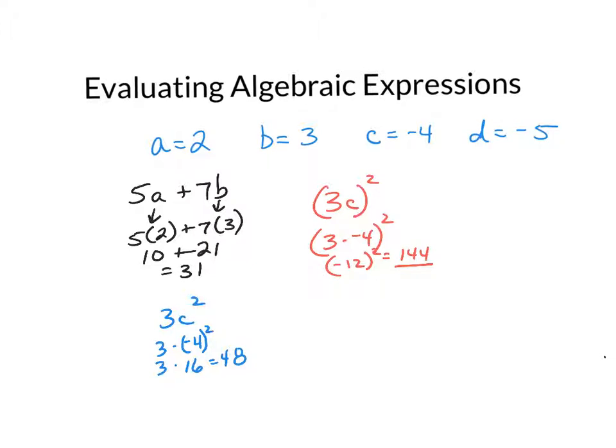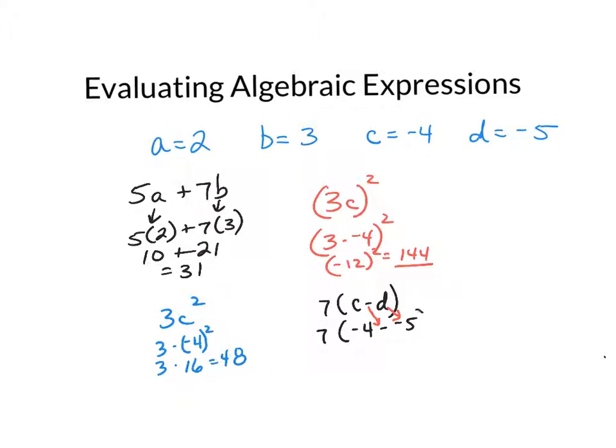Here's one more to work on. If I have 7 times the quantity c subtract d, I'm going to put in the information I have. It is 7 times c, which is equal to a negative 4, subtract d, which is equal to a negative 5. Make sure that when you are doing something like that, I still need that subtraction sign. That subtraction sign I brought down, and the d is equal to a negative 5.